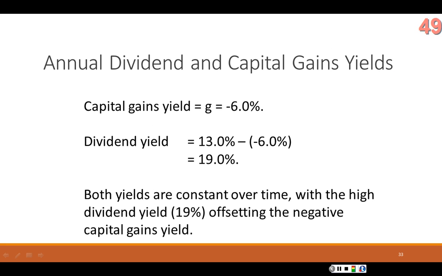Because the growth rate is constant, we do have a negative capital gains yield, so it's a negative 6%. But the dividend yield is now 19%. Both yields are constant over time, with the high dividend yield offsetting the negative capital gains yield.